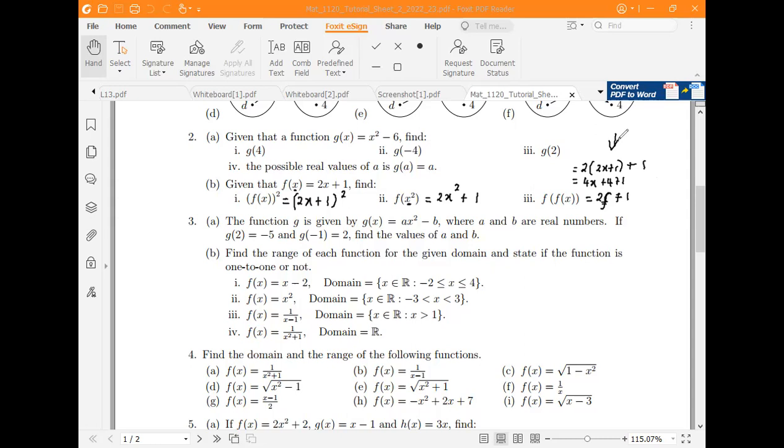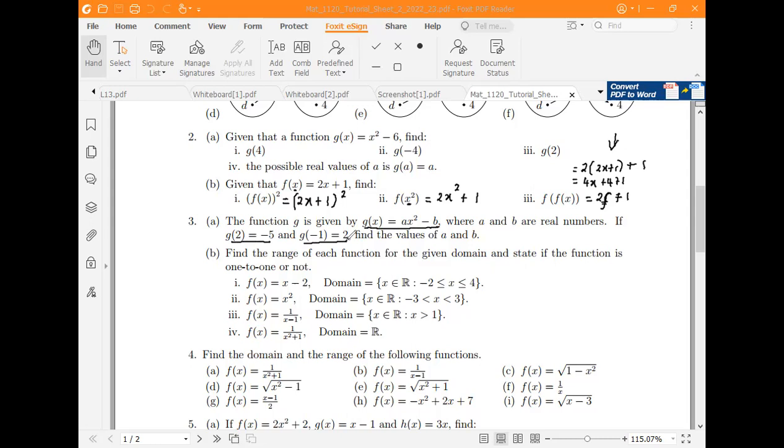Okay, we go to 3a. The function g is given by g of x is equal to ax squared minus b, where a and b are real numbers. Now, if g of 2 is -5 and g of -1 is +2, find the values of a and b. So we're going to have two equations here.